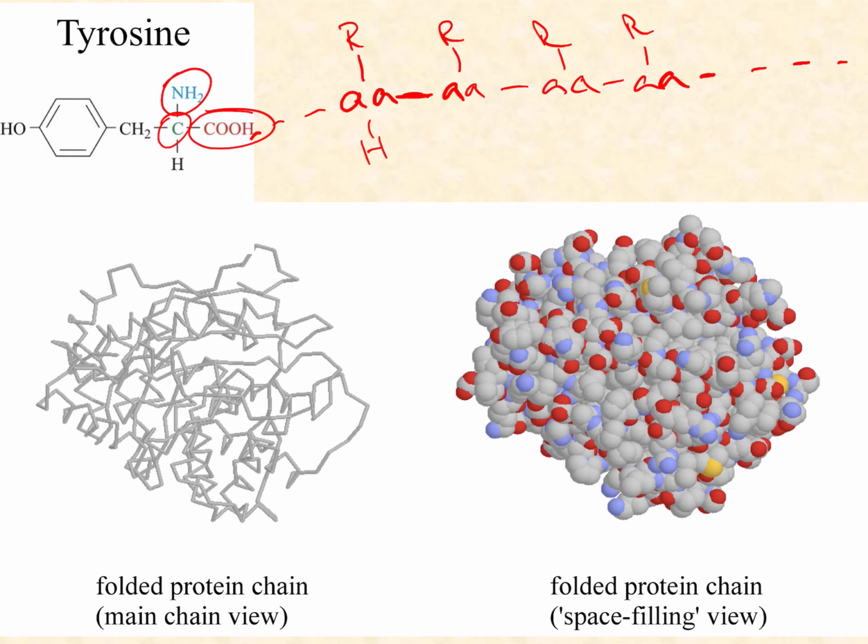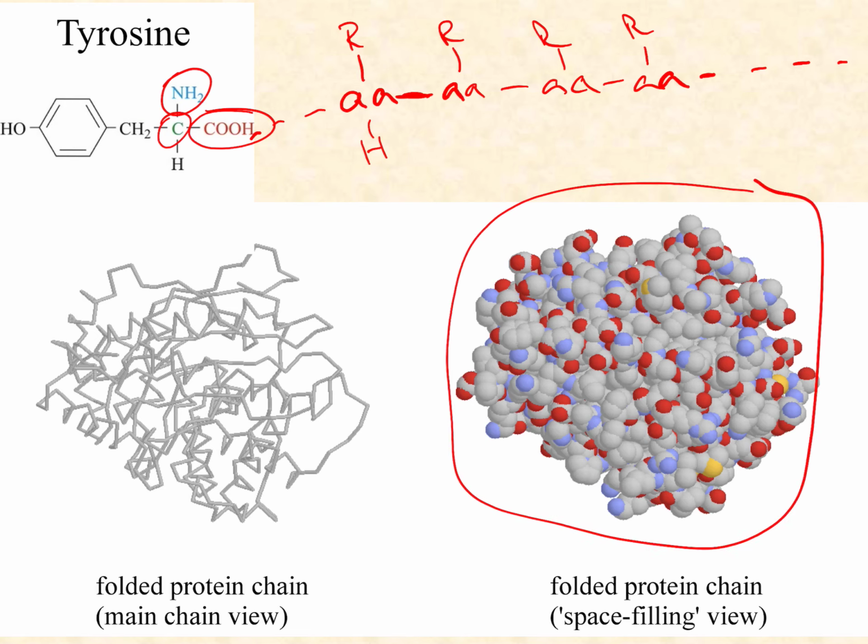And based on these R groups and the pattern of these R groups, they're going to want to fold the final molecule into some sort of a structure that allows R groups that are attracted to each other to come together, R groups that hate each other to be pushed apart, R groups that are hydrophobic to avoid water, and R groups that are hydrophilic to come into contact with water.